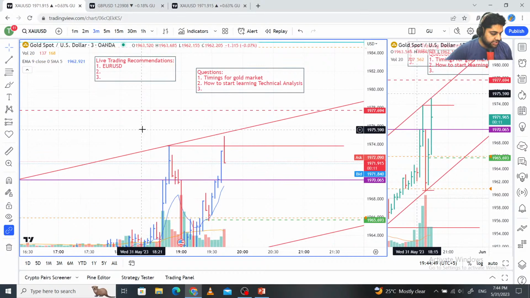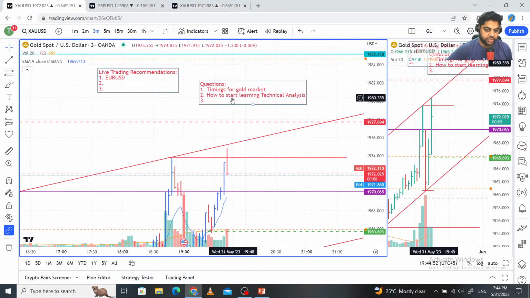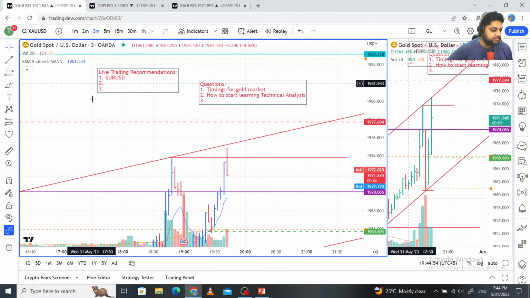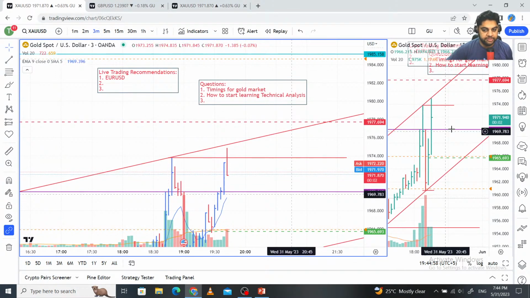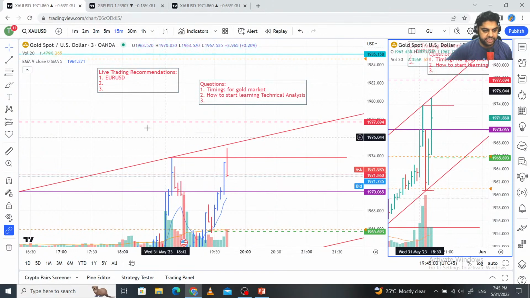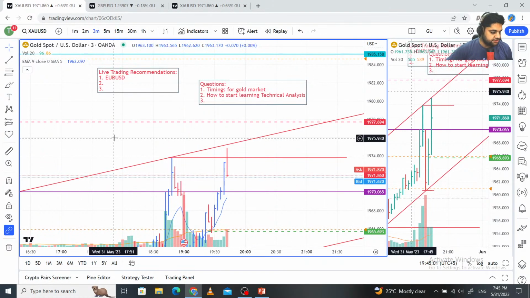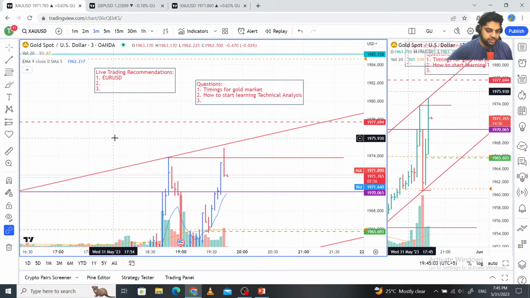What time frame do you use? As you can see, I am using two time frames. One is the 3-minute time frame, and the other is the 15-minute time frame. This one right here is 15 minutes, and this one right here is the 3-minute time frame. Currently I'm using these two time frames for analysis.